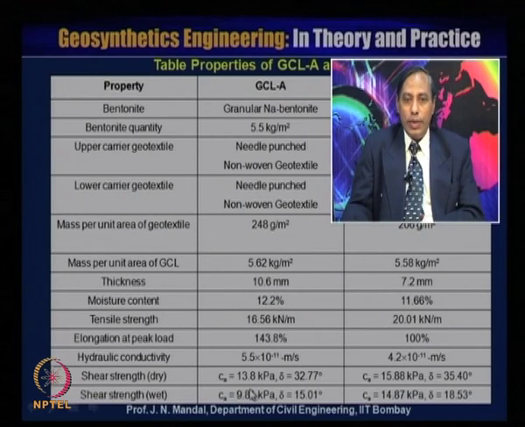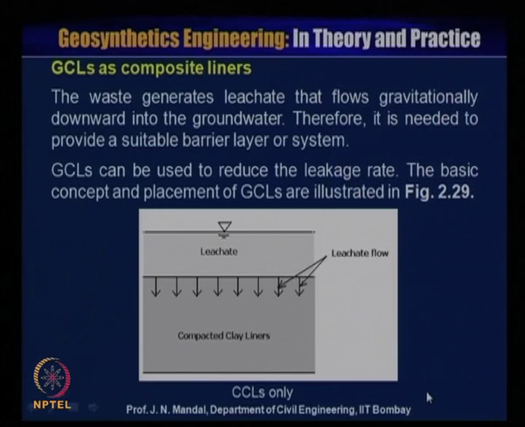Shear strength values in dry condition: Ca is 13.8 kilopascal and delta is 32.77 degree. In the wet condition, Ca is 9.8 kilopascal and delta is 15.01. For GCL B, Ca is 15.88 kilopascal and delta is 35.40 degree in dry, and Ca is 14.87 kilopascal and delta is 18.53 in wet. This is all the information given by conducting this test.